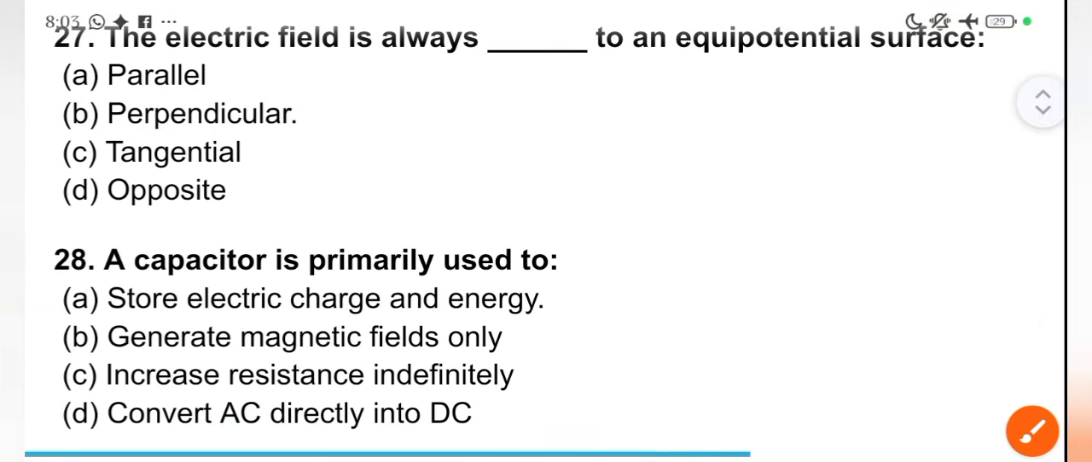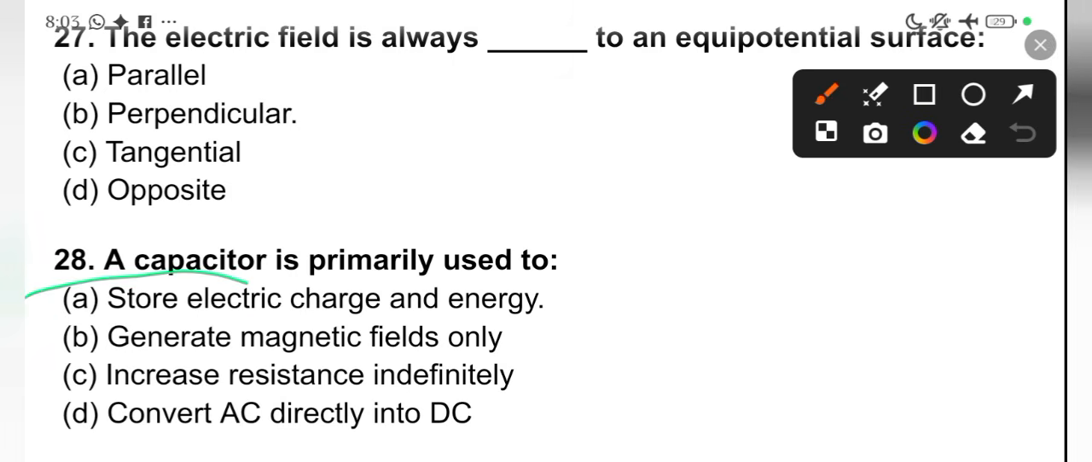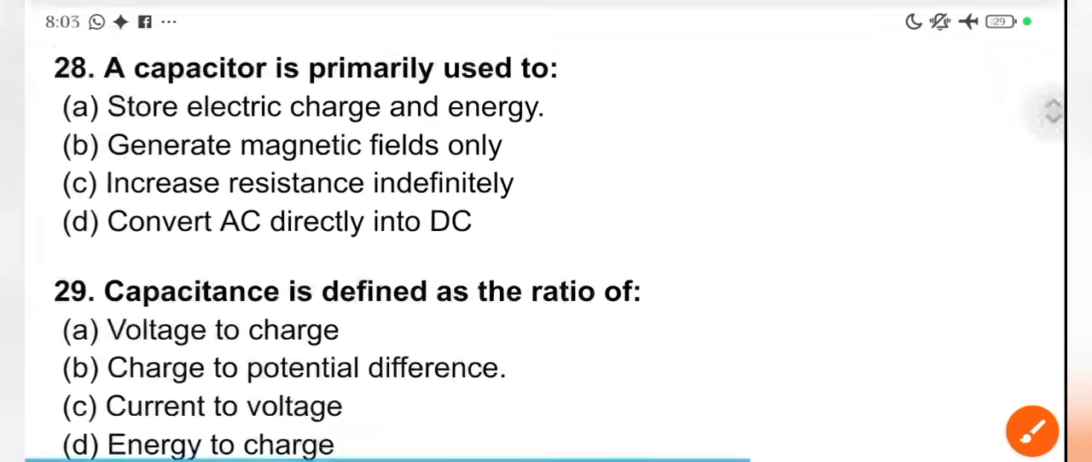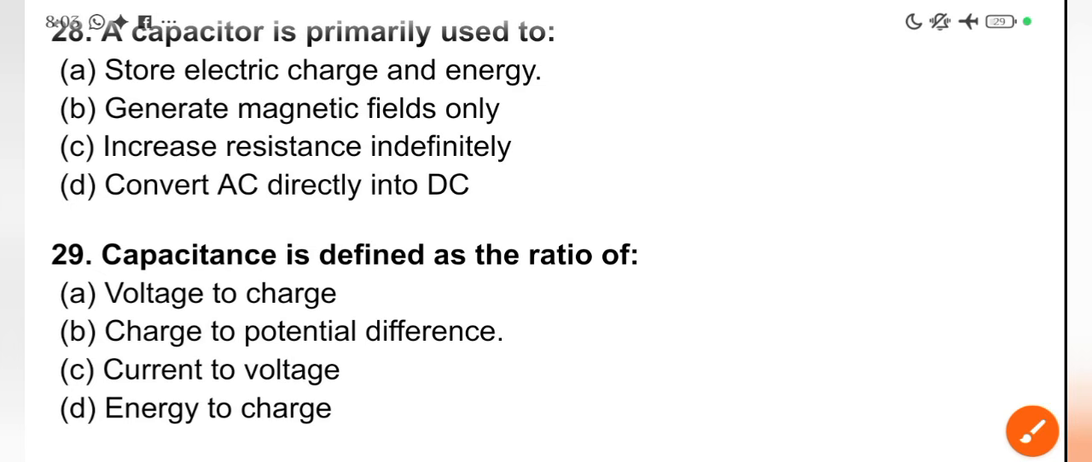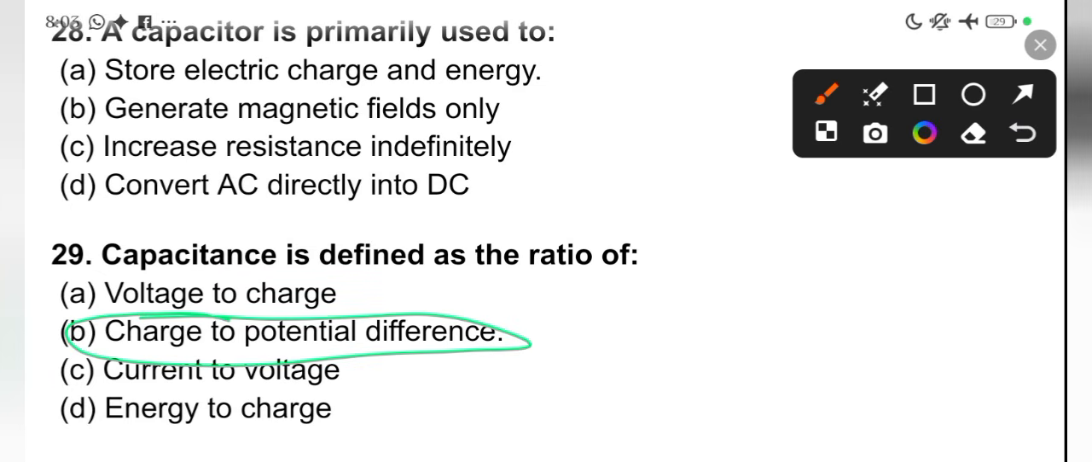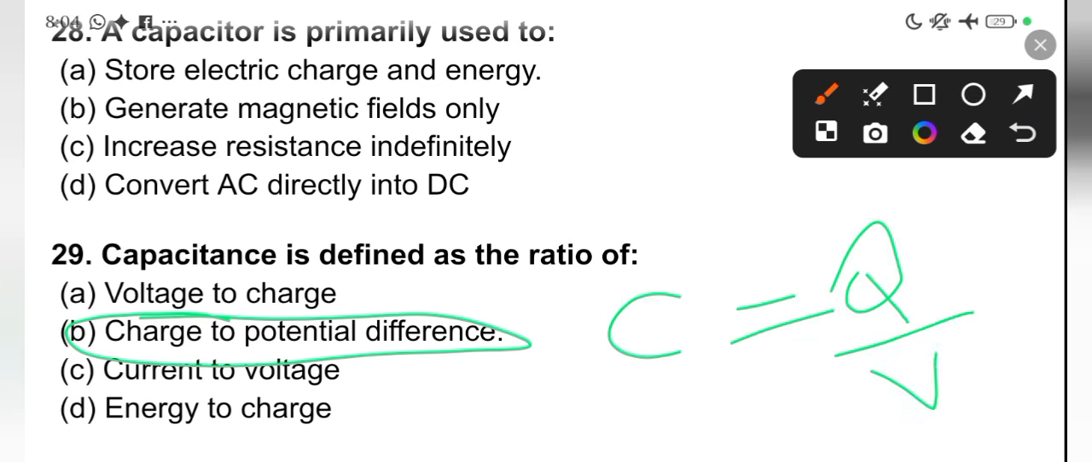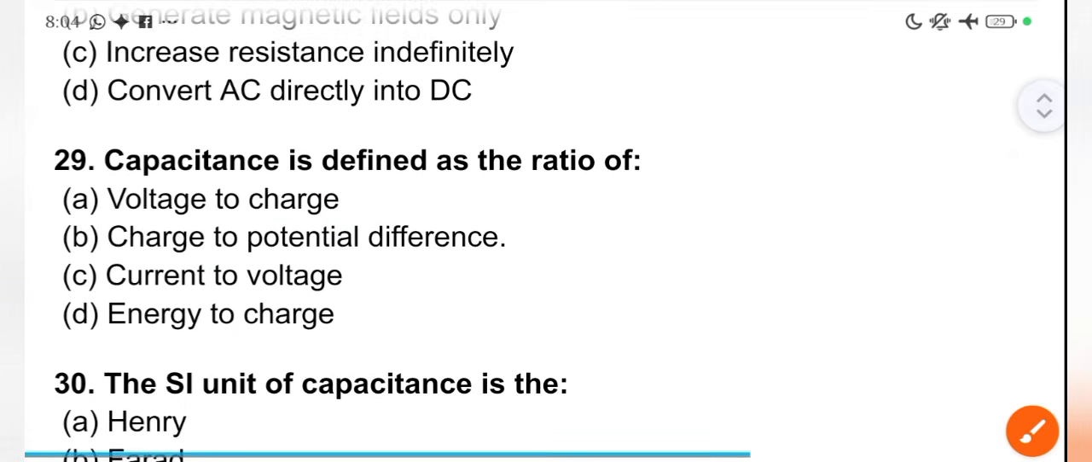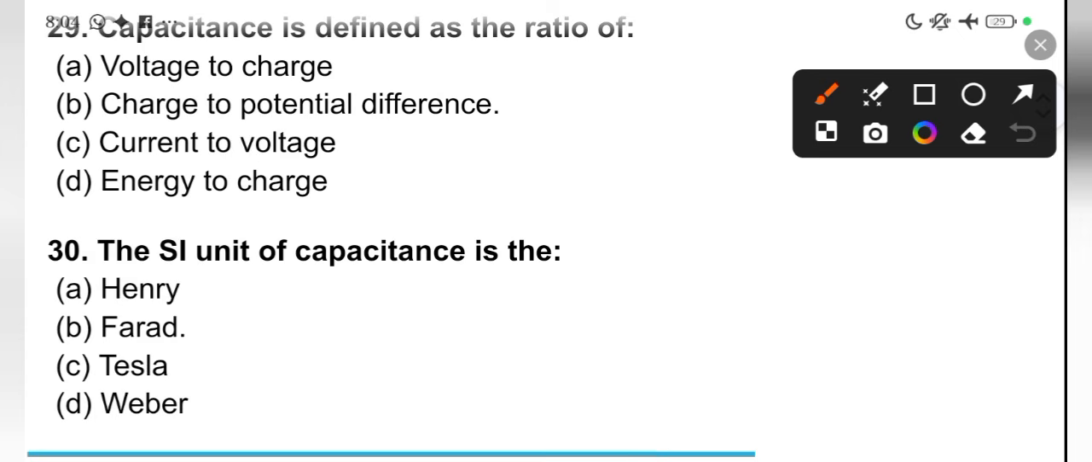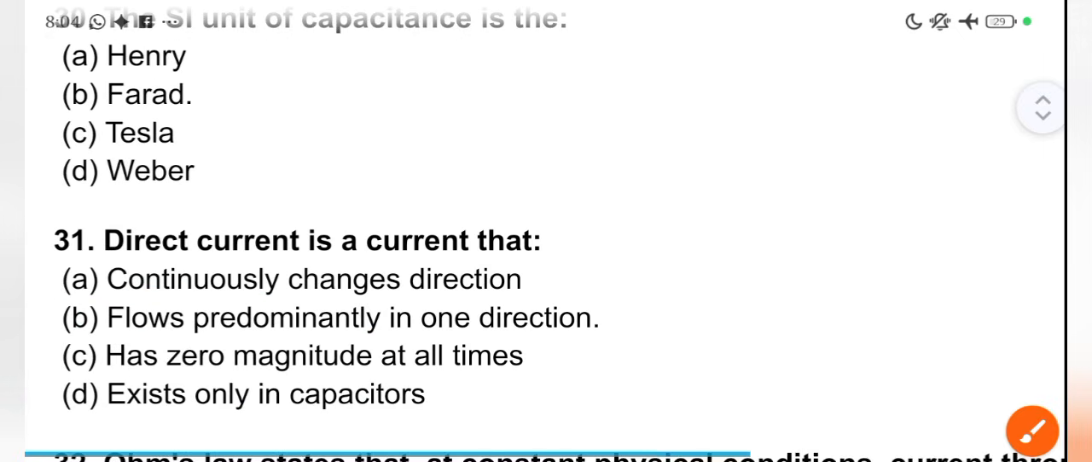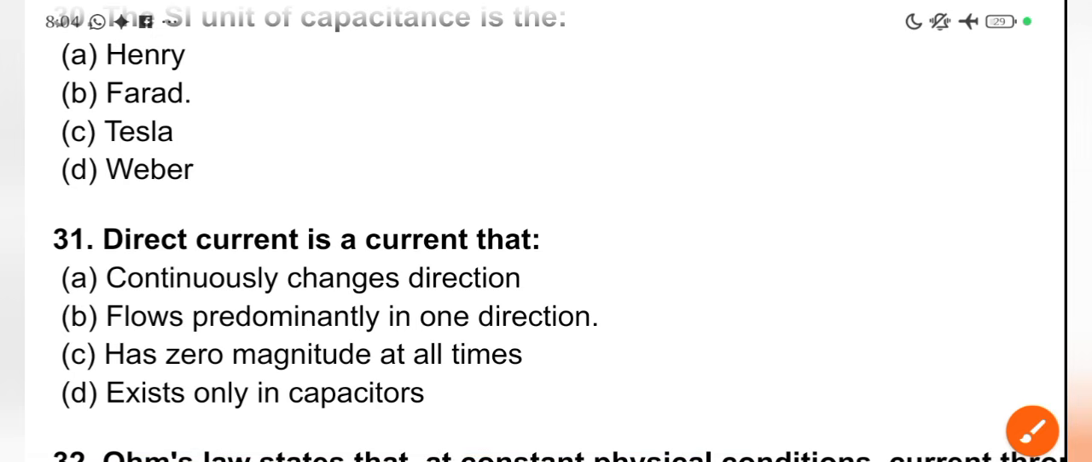Alright, 28. A capacitor is primarily used to store electric charge and energy. Capacitance is defined as the ratio of charge to potential difference. Charge to potential difference, Q over V. 30. The SI unit of capacitance is farad, of course. Farad. 31. Direct current is a current that flows predominantly in one direction.